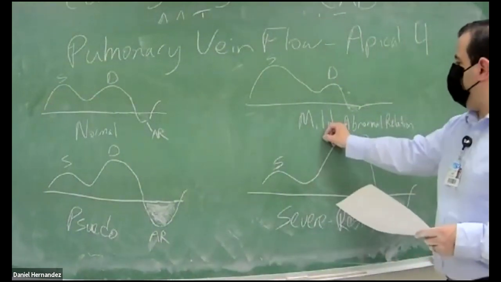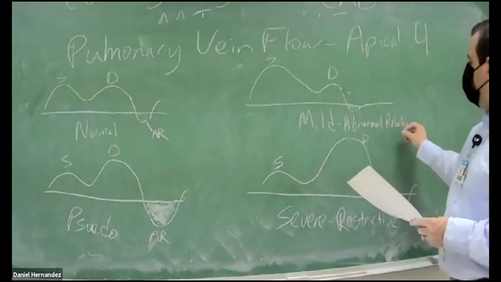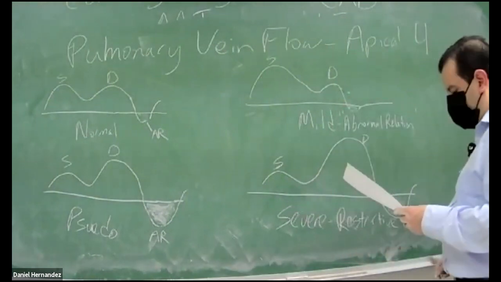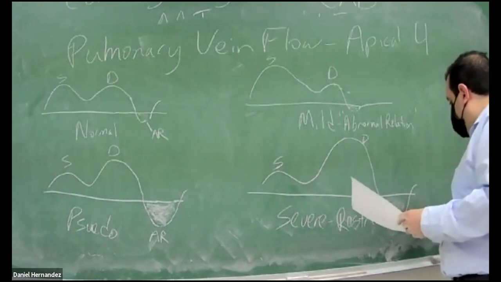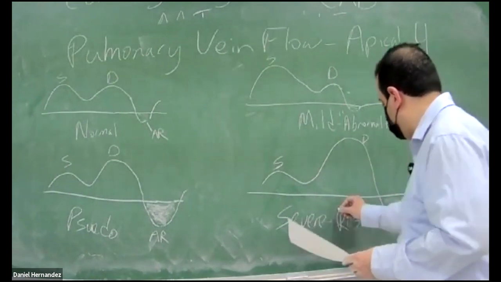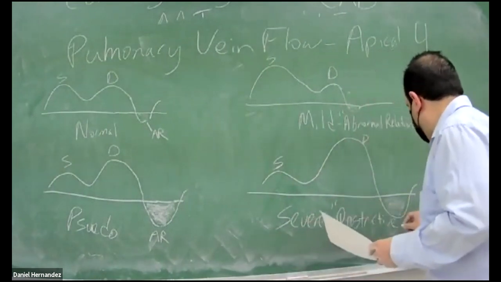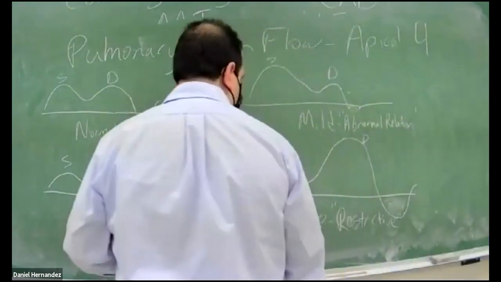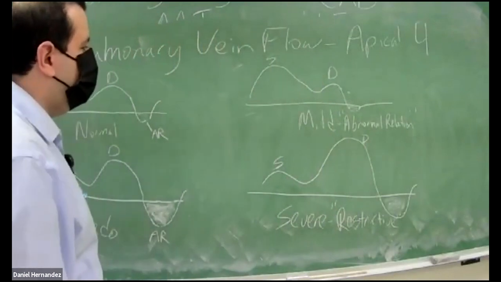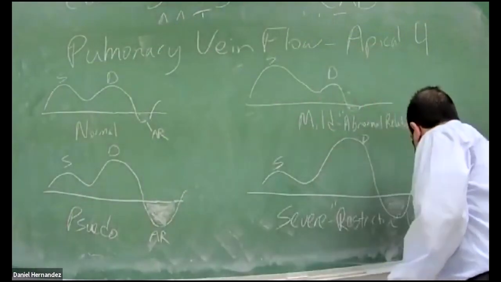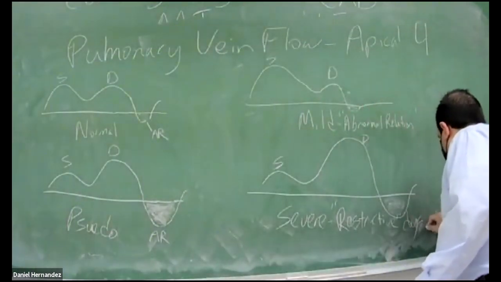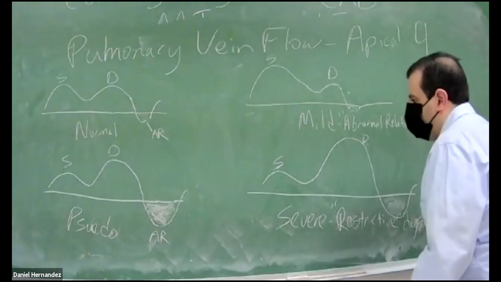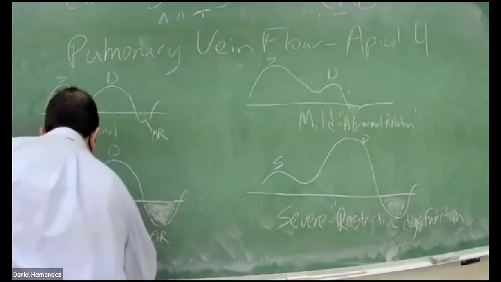So mild diastolic dysfunction can also be called abnormal relaxation. And severe can also be called restrictive diastolic dysfunction. Abnormal relaxation or restrictive diastolic dysfunction. This is your pseudo-normal.